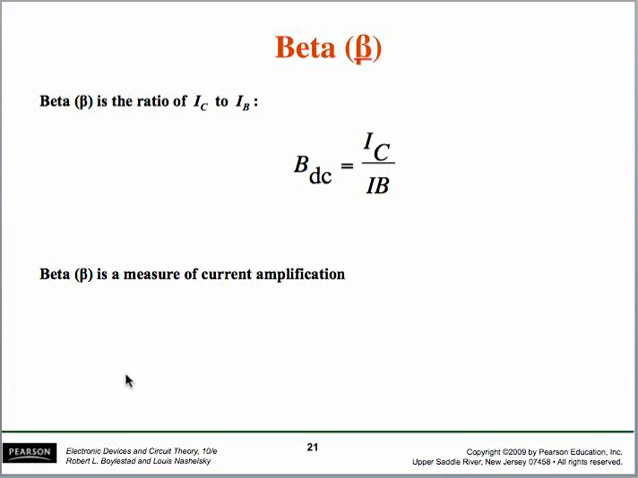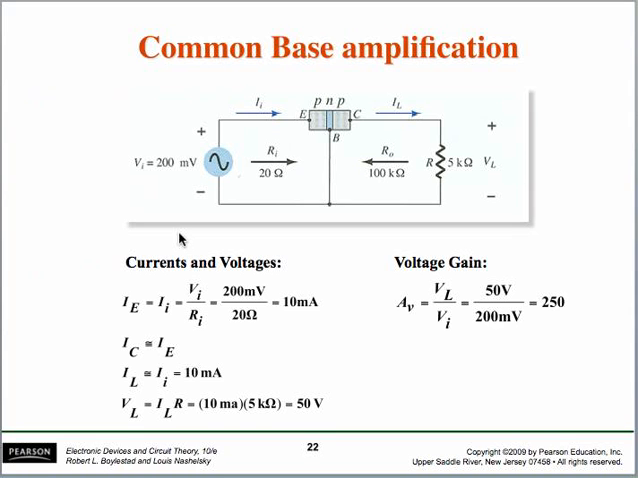Another coefficient which you should know is the beta coefficient. Beta is IC over IB. It is a measure of current amplification. You can see from the mathematics itself, it's a measure of how big the collector current is compared to the base current.